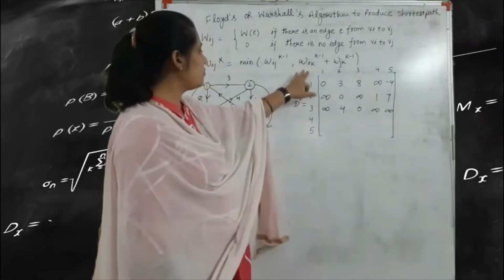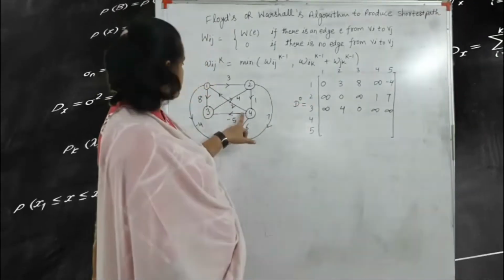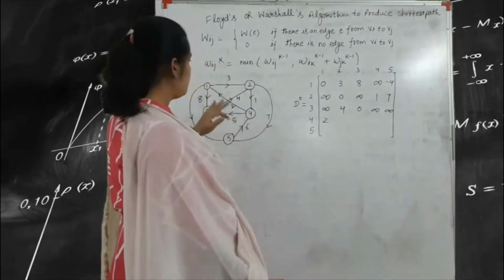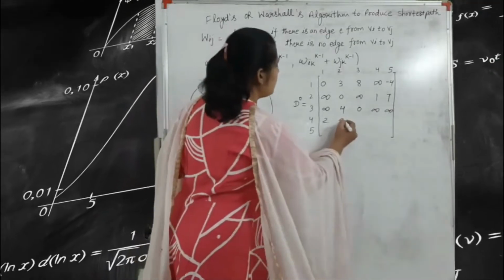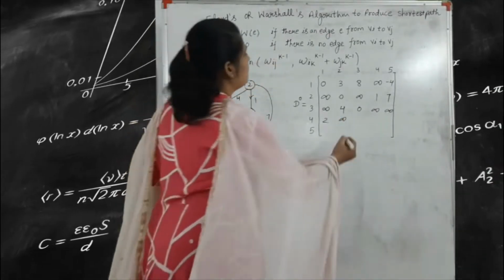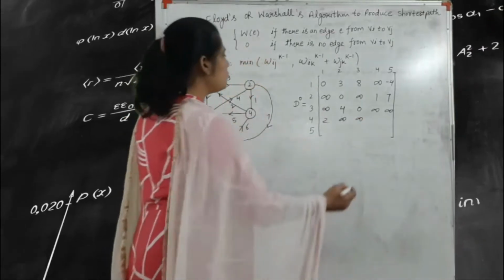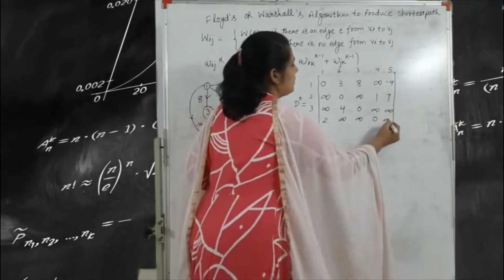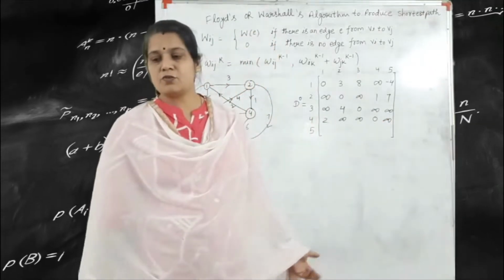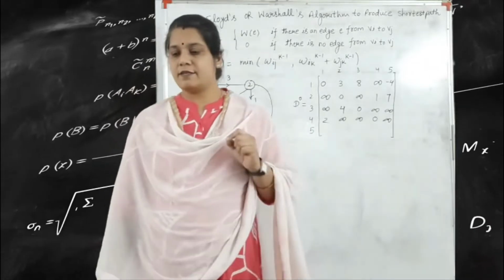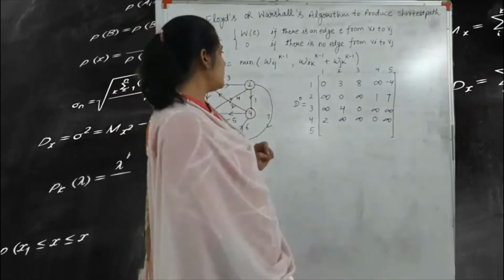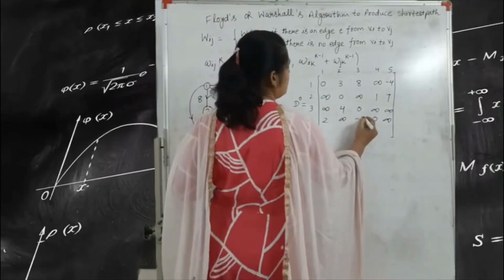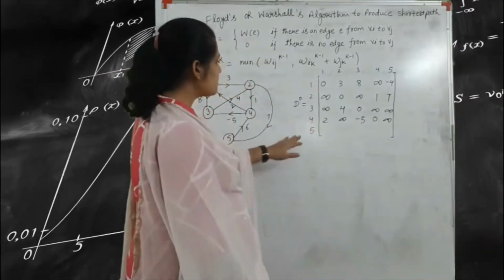Next is 4 to 1. This is your vertex 4. So 4 to 1, we write 2; the weight is 2. 4 to 2, infinity. 4 to 3, yes, 4 to 3 is minus 5, so we write minus 5 here. 4 to 4, 0. And 4 to 5, we write infinity. So our fourth row is 2, infinity, minus 5, 0, infinity.